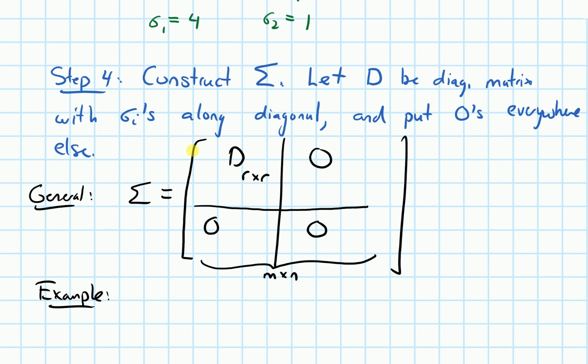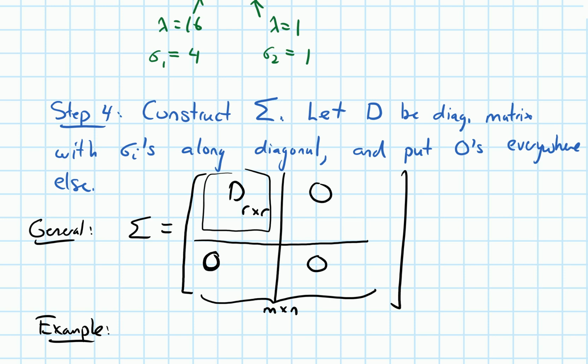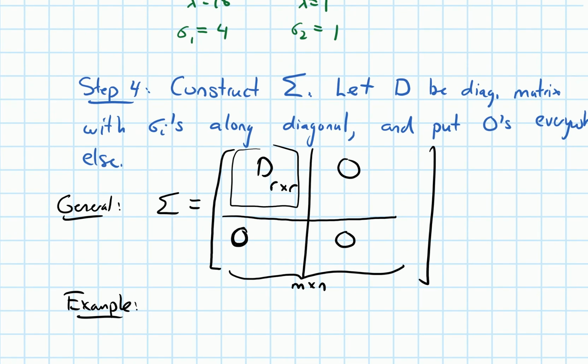So that means that there are M rows here. And in this first diagonal portion, there are R rows, which means where this 0 is, there needs to be M minus R rows for that. It'll have the same number of columns that this D did. It would have R. Okay, so that's the size of that submatrix.